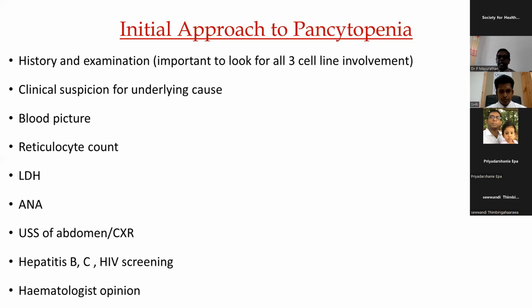There are formulas. Simple formulas are available; you can search online. There are numbers, like what the hemoglobin is and what the target rise is. You put your patient's numbers in the formula and you will get how much IV iron you have to give. Then there is a maximum dose also. I think 1 gram is the maximum dose for a day. So you go by that and give it.